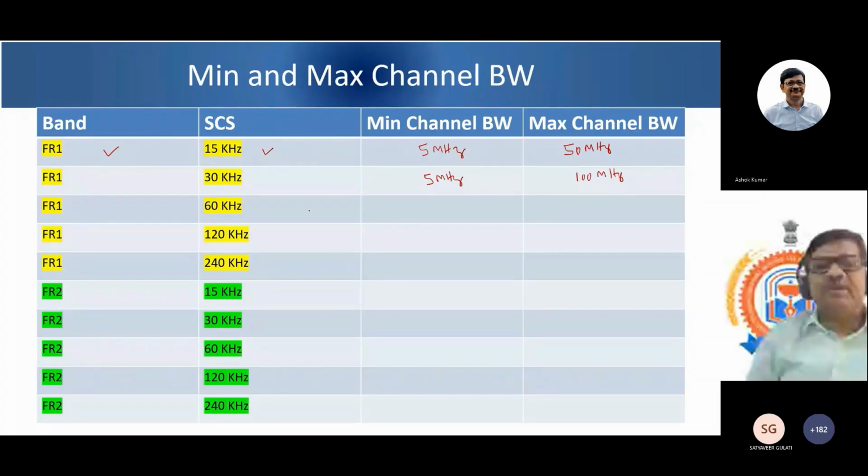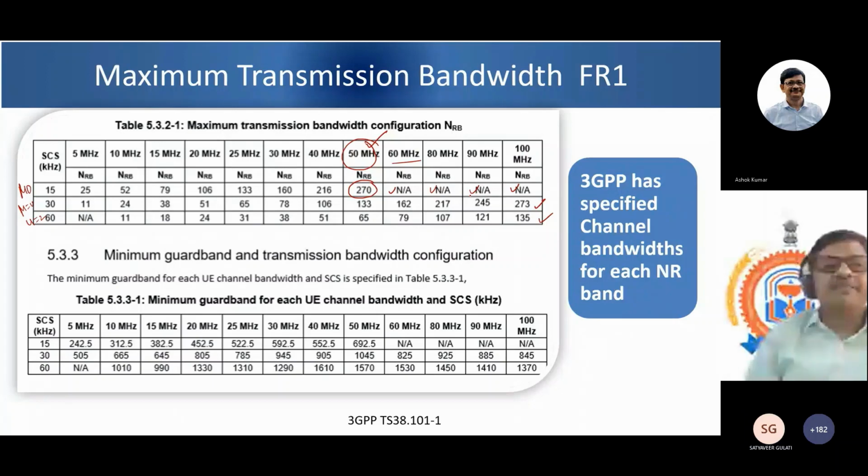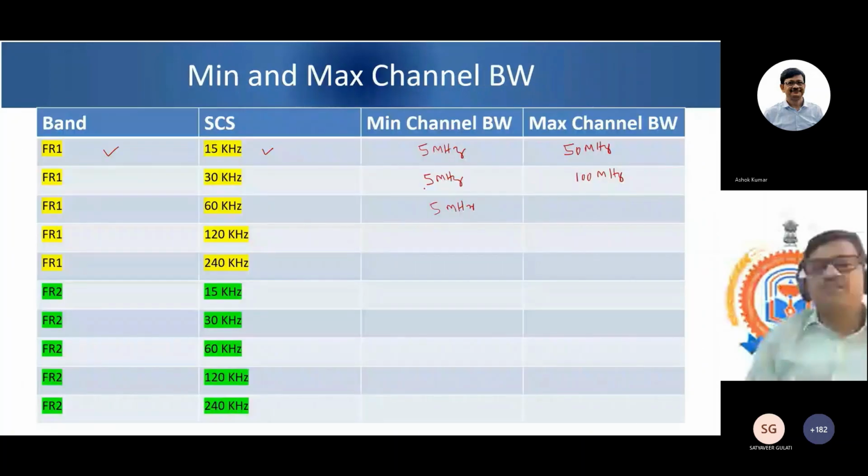And in FR1, if I have 60 kilohertz, what is the minimum channel bandwidth? Just see this table. Here it is 10 megahertz. For 5, it is not applicable. Very right. Okay, it is not 5 but 10 megahertz, and it will go up to 100 megahertz. Right. Okay, good. And for FR1, do we use 120 kilohertz?